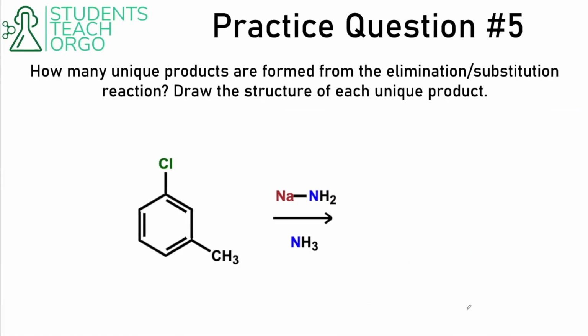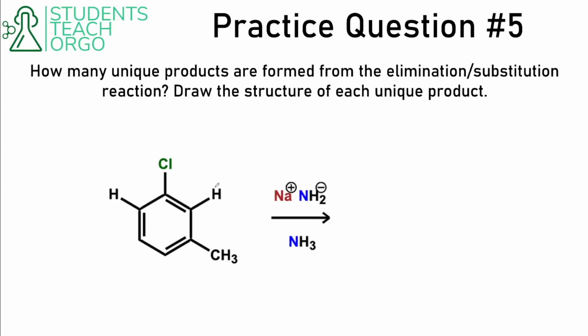For the next practice question here, I'm asking you to determine how many unique products are formed from the elimination substitution reaction and to draw the structure of each product. This is a longer question, so definitely pause the video, really think about it. I know in the first example, I used a reaction in which there was only one product formed. But if you think about the mechanism, there are a few opportunities for different molecules to attack different places, and that can create unique products. It's a very good question, and I'm going to go forward.